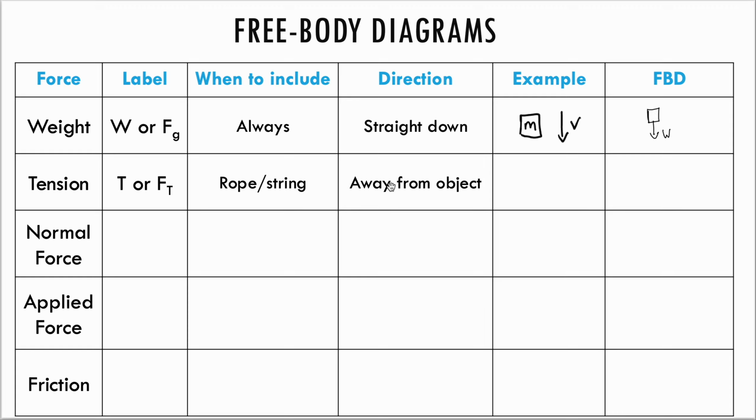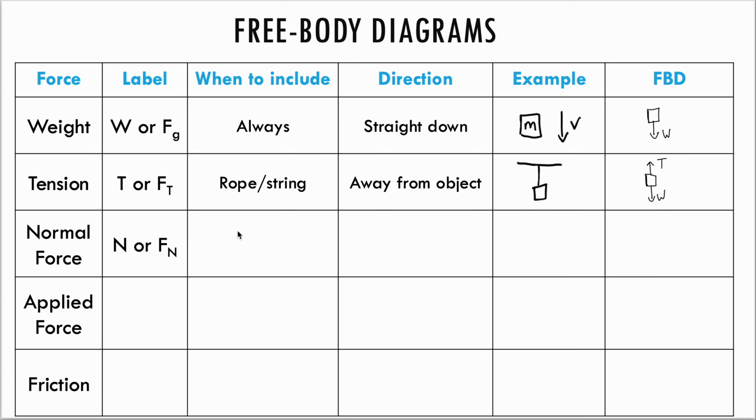The direction is always away from the object. For example, let's say there's an object hanging from a string attached to a wall. When we draw the free body diagram for the object, we draw the object, we draw the tension going up, away from the object along the string, and the weight is still straight down. Always include the weight.